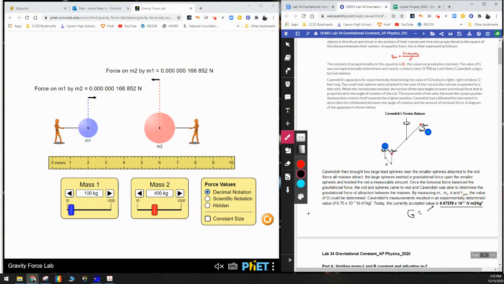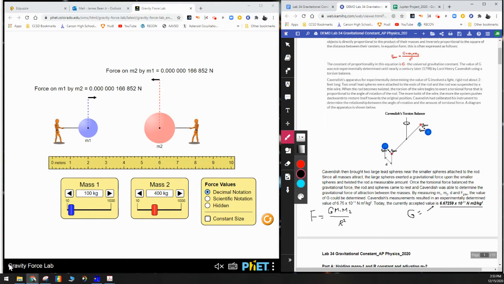So when we see the equation F, the gravitational force, is equal to big G, M1, M2, all divided by R squared. This is the gravitational constant here. It has an accepted value of 6.67259 times 10 to the minus 11 newton meters squared per kilograms squared. That should be a square here. I've got to fix that.